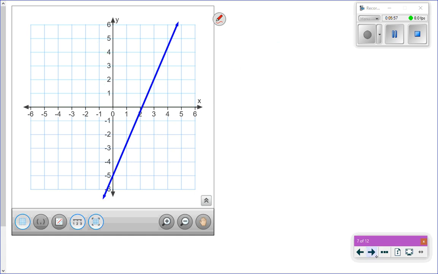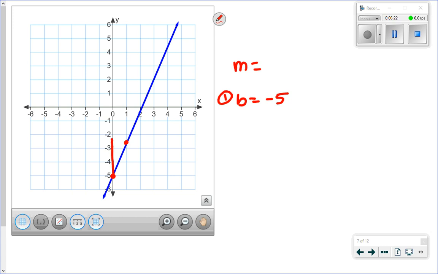Okay, next example, write out m equals, b equals. So my y-intercept would be negative 5. And then I need to find where it crosses perfectly through the corner of a square. Looks like it crosses perfectly here. I'm going to draw my triangle.